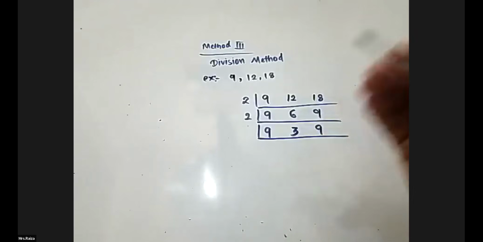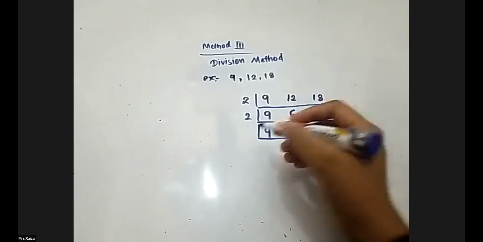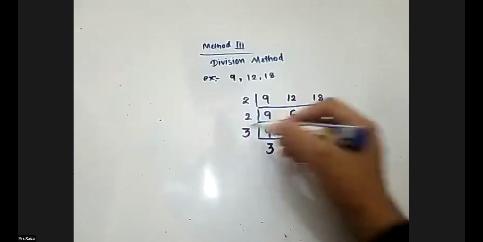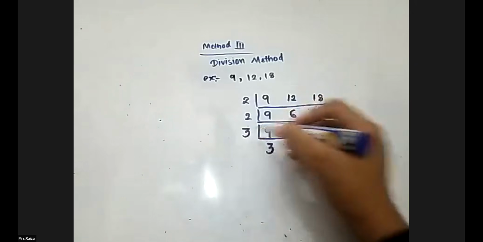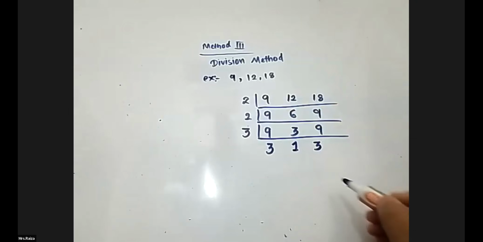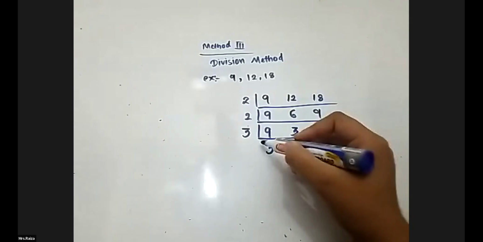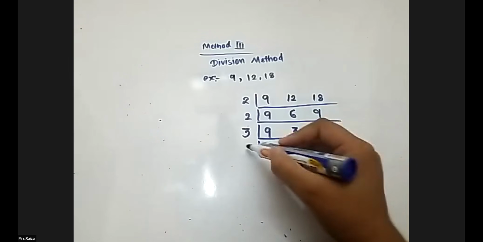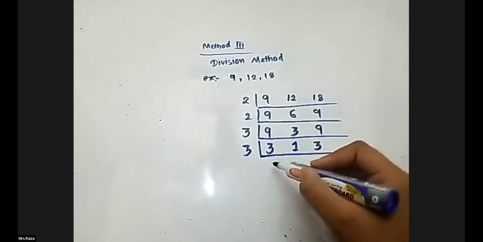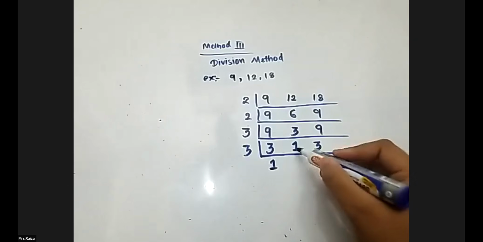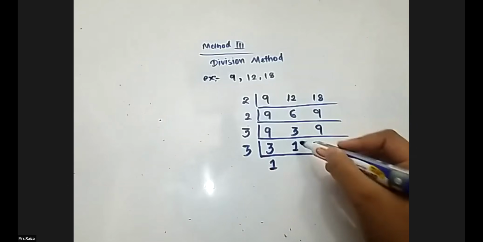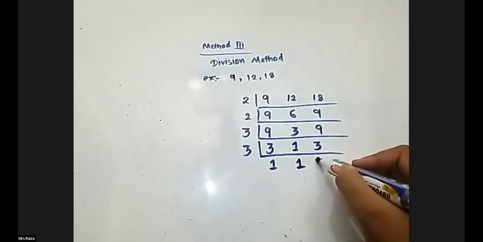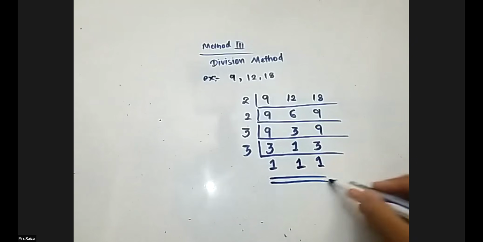After the prime number 2, the next prime number is 3. 9 divided by 3 is 3. 3 divided by 3 is 1. 9 divided by 3 is 3. Here also you can see no numbers are divisible by 2, so we go to the next prime number 3. 3 divided by 3 is 1. 1 is not divisible by 3, so you write it again. 3 divided by 3 is 1. So now we have all 1s.